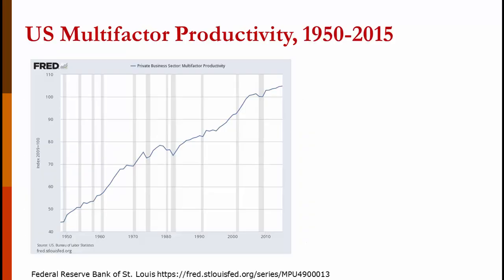Shown on the screen is a graph of U.S. multi-factor productivity from 1950 to 2015, and as you can see, it has grown dramatically. Part of this is due to automation, part of this is due to offshoring low productivity operations, and I'm sure there's a lot of other drivers as well.